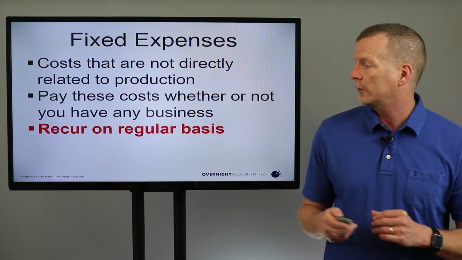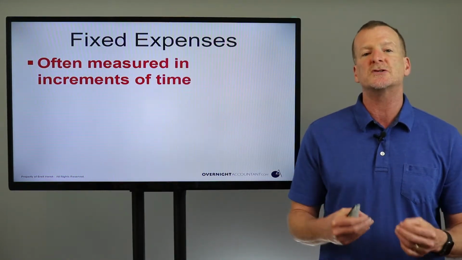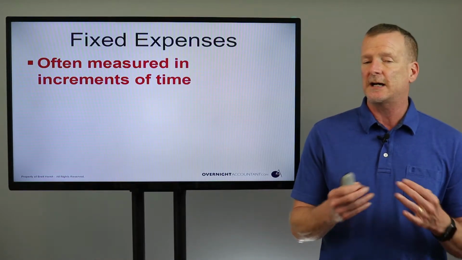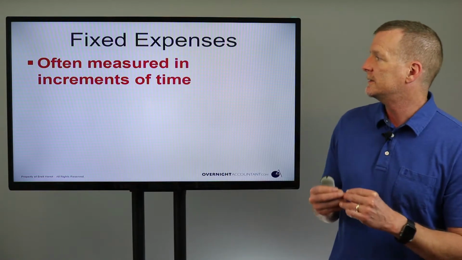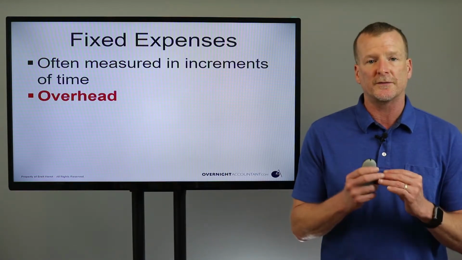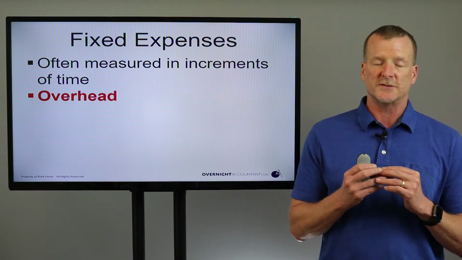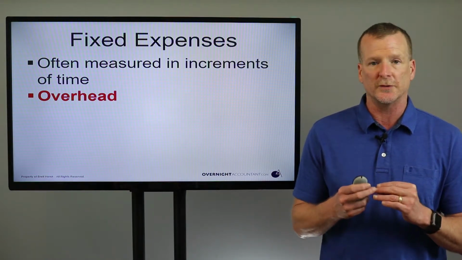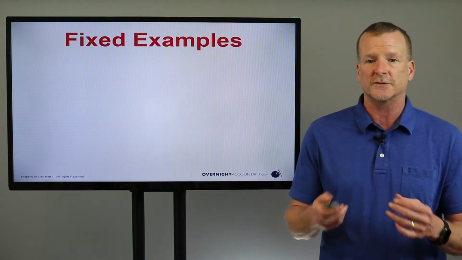These are going to recur on a regular basis. You can tell a fixed expense because it's usually measured in a unit of time. It's not usually measured like a variable expense, per unit of production. So these are going to be measured in increments of time, generally monthly. You might hear some folks call these overhead. These are expenses you're going to have whether or not you're producing a product or service. These are fixed costs, okay? Fixed expenses are also called fixed costs.